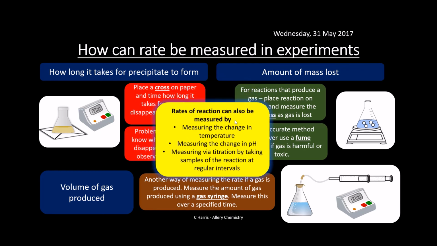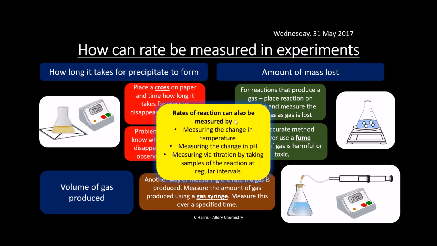Other methods as well: you can measure the change in temperature if it's a reaction that can change temperature quite widely. Measure the change in pH as well, so you can use a pH meter and monitor that. Measuring via a titration, so we take samples of the reaction at regular intervals. In other words, we take a beaker or conical flask, set the reaction away, and we add a quenching reagent. It just stops the reaction, like freezes the reaction at that moment in time. We do a titration and work out how much of the product has been produced or reactant that's left.